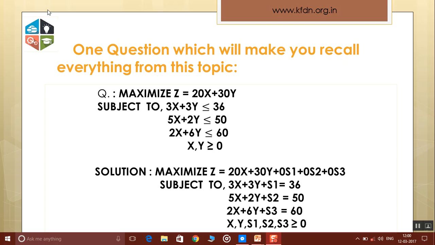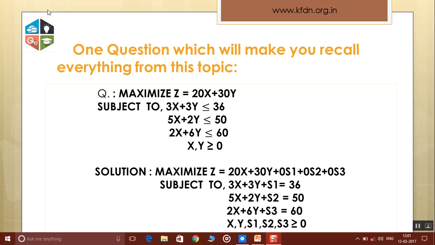Now, beginning with the solution, as told earlier, first we have to check whether the given objective function or the given constraints satisfy the standard form. As we can see, all the constraints satisfy the standard form: 3x plus 3y less than equal to 36, 5x plus 2y less than equal to 50, 2x plus 6y less than equal to 60. So we don't need to bring them into standard form. Now moving on to the solution, the next step was to introduce slack variables.